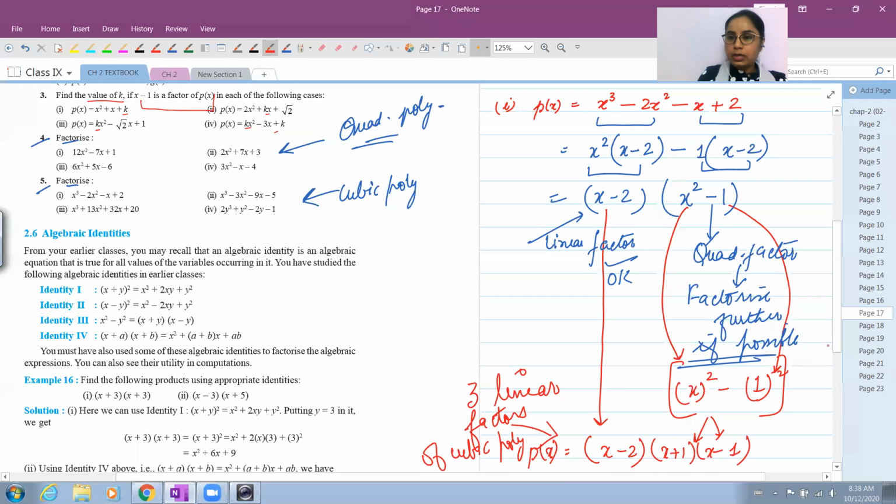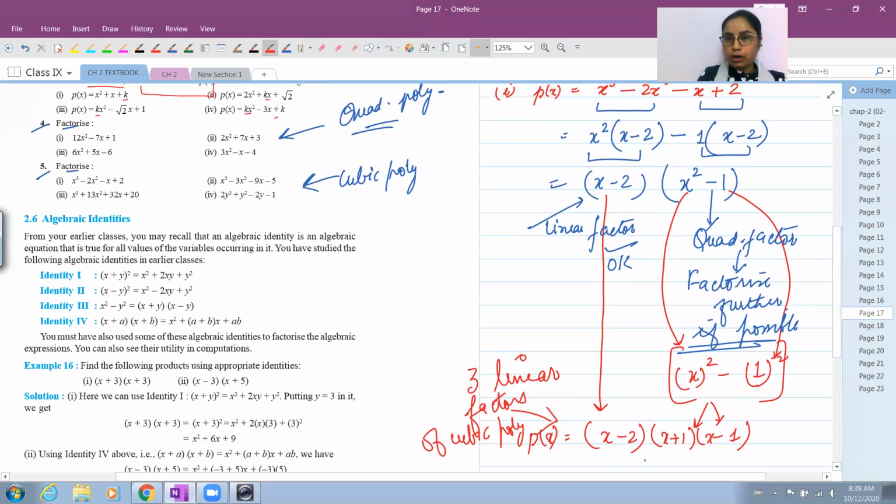This is how I can write them. That p(x) has been now written as the product of 3 linear factors. अगर हम तीनों को मल्टीप्लाई कर देंगे हमें हमारा ओरिजिनल पॉलिनोमियल वापस मिल जाएगा. I hope this is clear because this is very simple. This just looks like I am factorizing a quadratic polynomial.